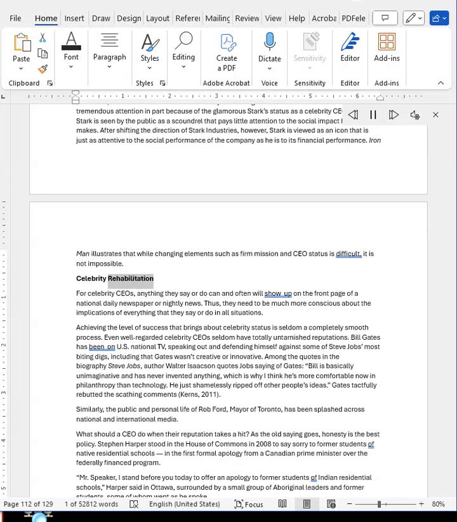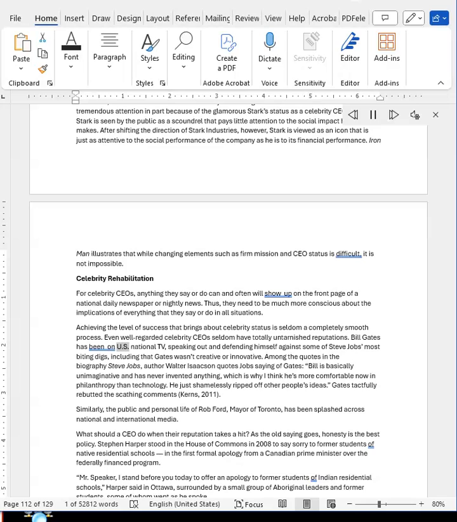Celebrity rehabilitation. For celebrity CEOs, anything they say or do can and often will show up on the front page of a national daily newspaper or nightly news. Thus, they need to be much more conscious about the implications of everything that they say or do in all situations. Achieving the level of success that brings about celebrity status is seldom a completely smooth process. Even well-regarded celebrity CEOs seldom have totally untarnished reputations.